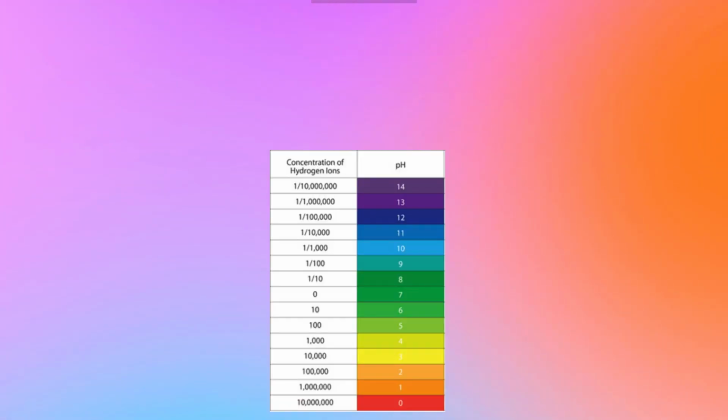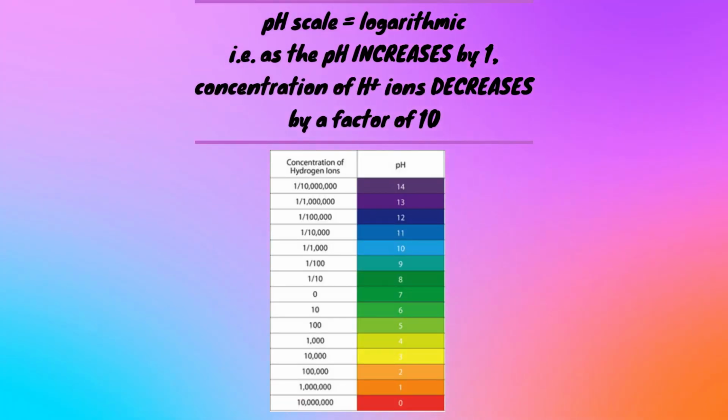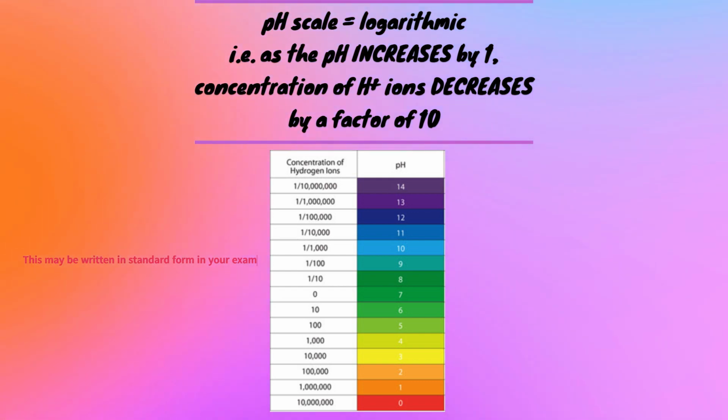The pH scale is also a logarithmic scale. This means that as the pH increases by 1, the concentration of H+ ions decreases by a factor of 10.